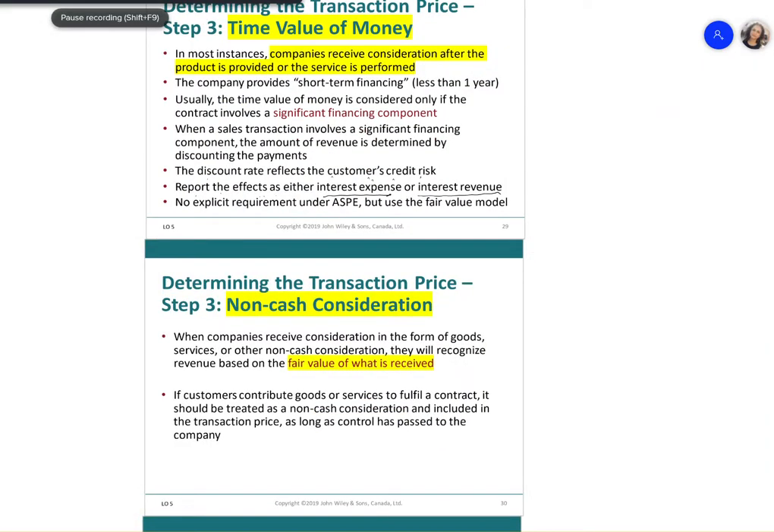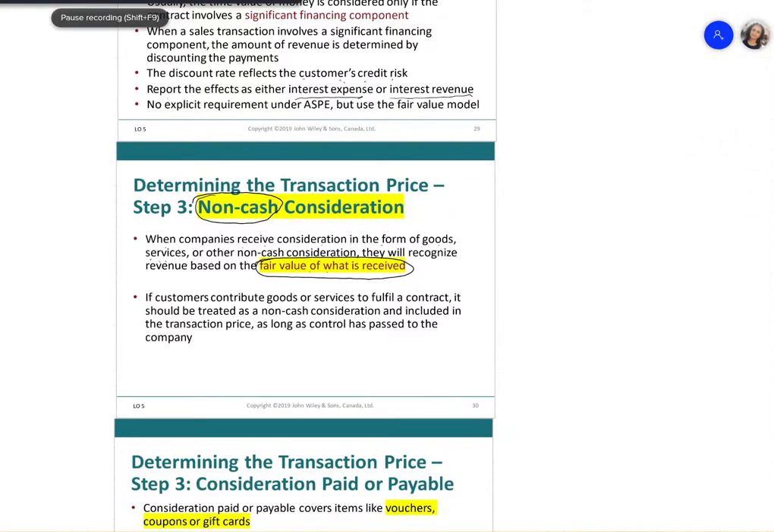And sometimes when the company receives consideration, it's non-cash, meaning it is not given to us in cash. What do we do in that case? When the company receives consideration in the form of goods or services, they will be recorded at fair value. So when you record that revenue, you will record it at the fair value of the service that we are receiving.